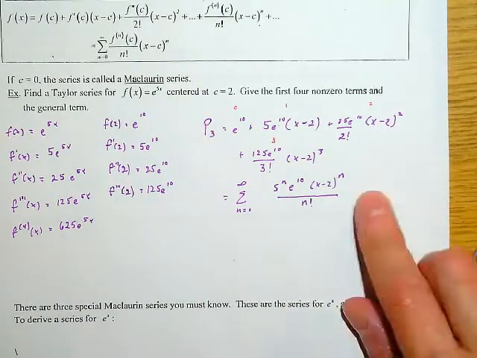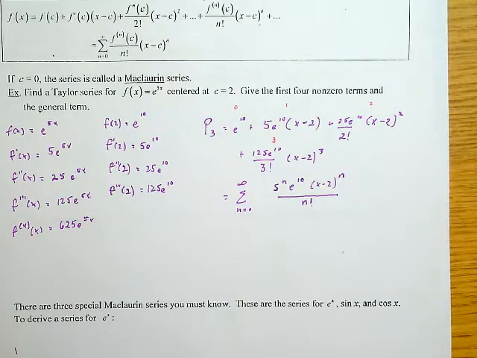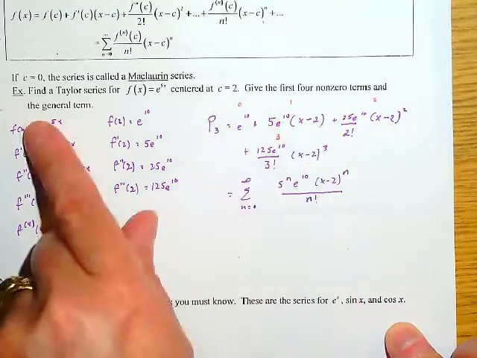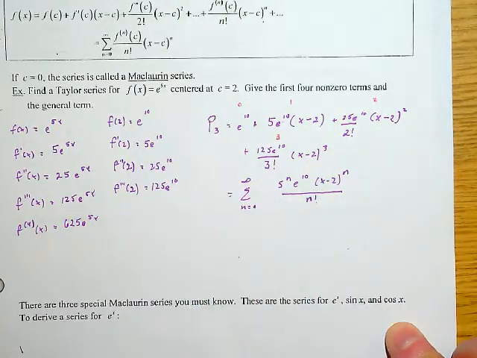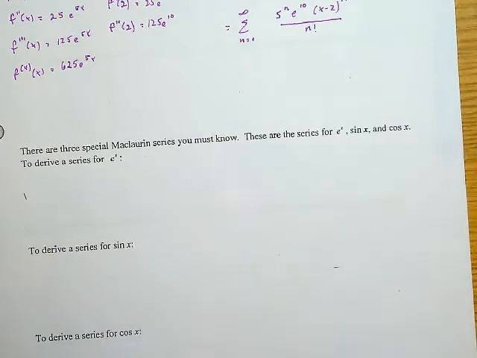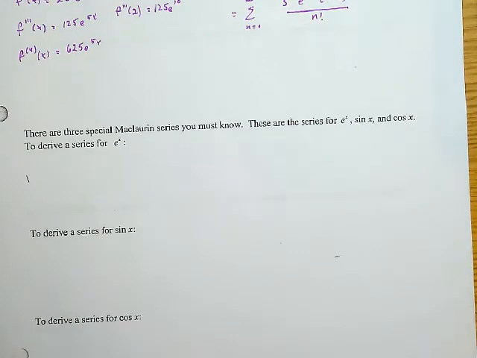Okay? So that's the summation term. That would be called the general term. Okay? So you've got the first 4, 1, 2, 3, 4, check, and the general term, the summation. Okay, now there are 3 special Maclaurin series that you must know, and there's more than just these 3, but these 3 show up so often that you're going to want to know these, because you'll see when we turn the page that you can build a lot of other related ones from this point.